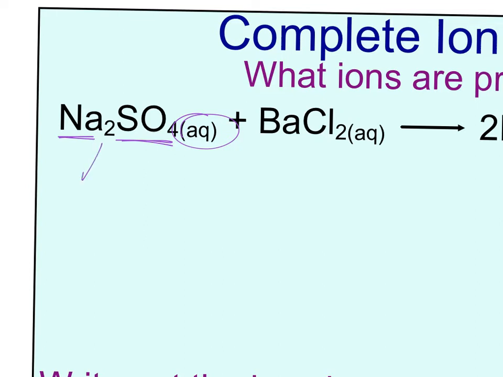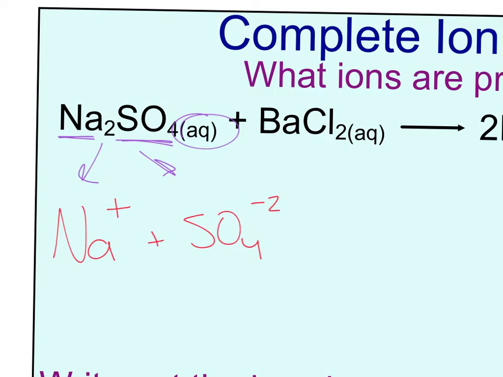So I'm going to break this apart into its two ions, which is a sodium ion, Na, and when Na is by itself as its ion, that cation, it's got the +1 charge. Then I'm going to write plus SO4, and this has that -2 charge. So all I did was break this apart into its two ions.